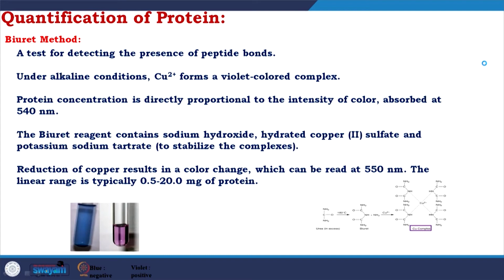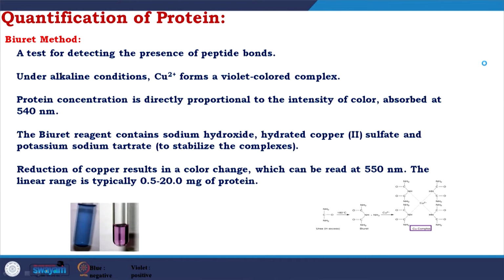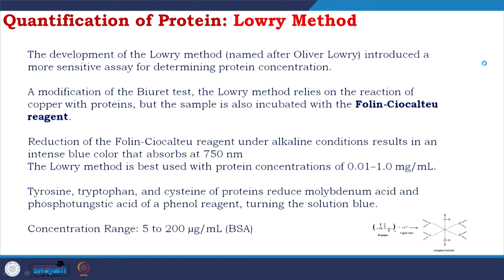The linear range is typically 0.5 to 20 milligram of protein, which means by using the biuret method you could estimate the concentration of protein from 0.5 milligram per ml to 20 milligram per ml. And you see this is the complex formed using the biuret method.